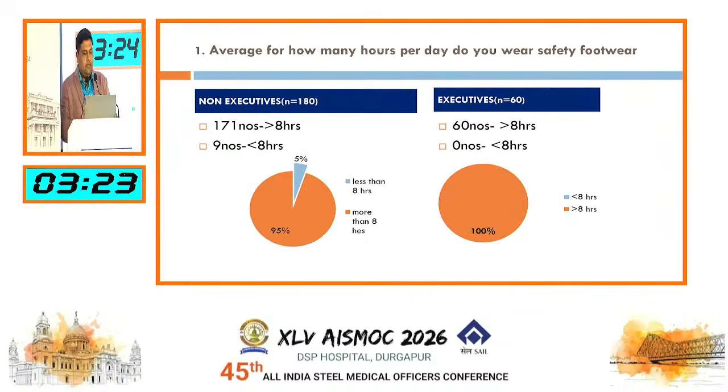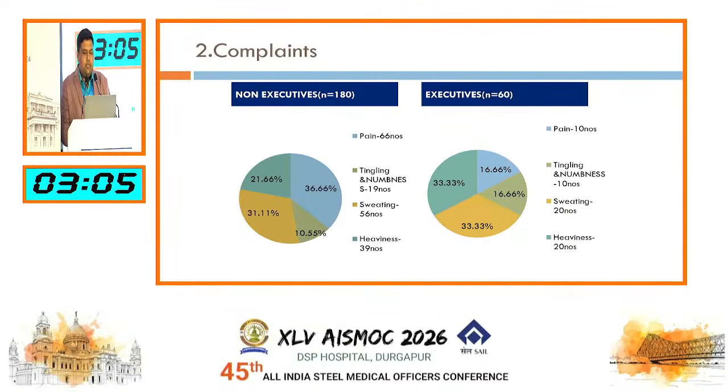Results and discussion are as follows. Among non-executives, 171, that is about 95%, wear safety shoes for more than 8 hours. Only 9, that is about 5%, wear for less than 8 hours. Among executives, all 60 wear safety shoes for more than 8 hours. These are the chief complaints among executives and non-executives after wearing safety shoes, which include pain, tingling sensation, sweating, etc. As you can see, pain is seen in the most number of non-executives, that is 36.66%, while heaviness and sweating is seen in the most number of executives, 33.33%.